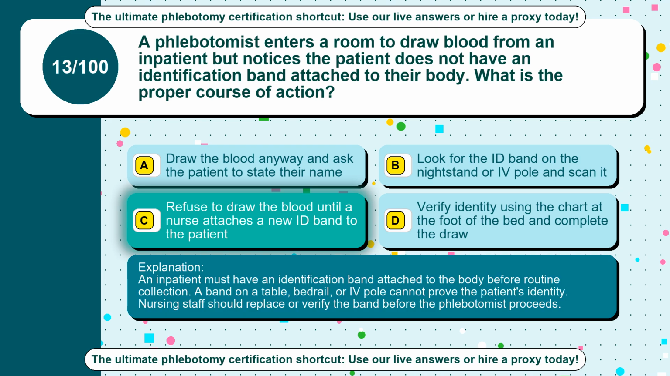An inpatient must have an identification band attached to the body before routine collection. A band on a table, bed rail, or four-pole cannot prove the patient's identity. Nursing staff should replace or verify the band before the phlebotomist proceeds.